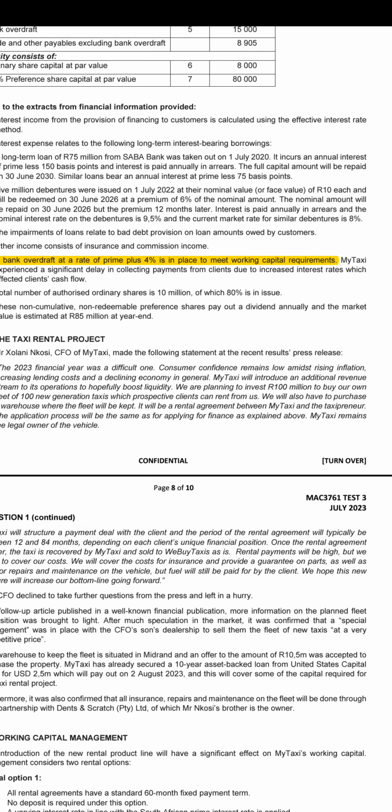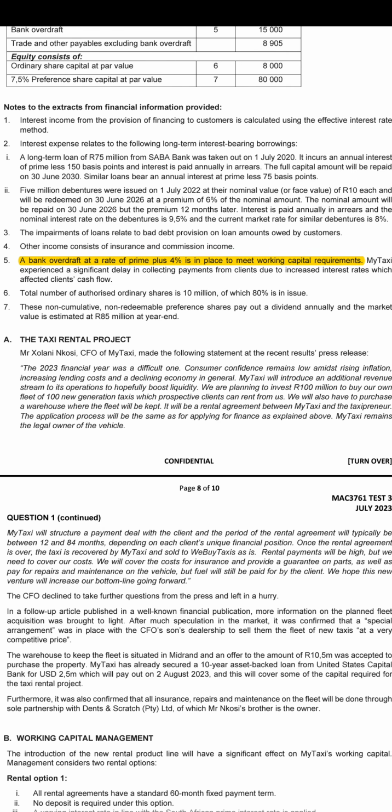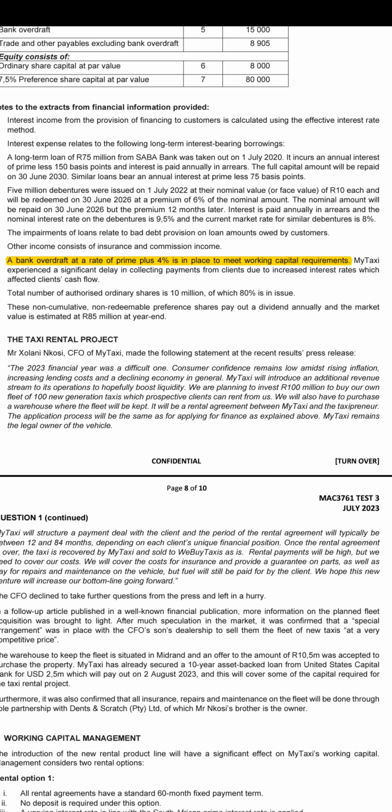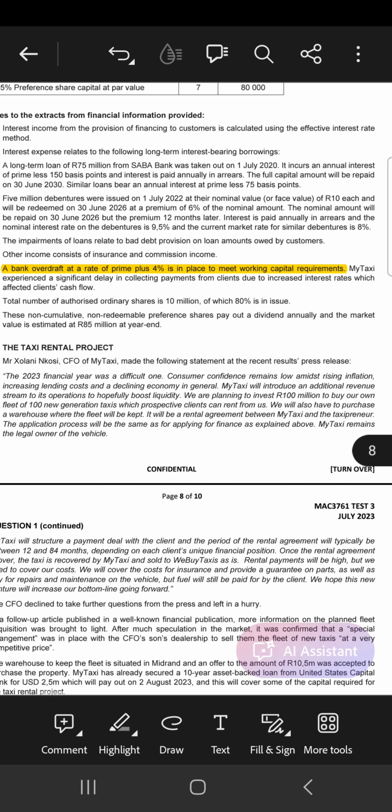MyTaxi will introduce an additional revenue stream to its operations to hopefully boost its liquidity. We are planning to invest 100 million to buy our own fleet of 100 new generation taxis, which is basically saying R1 million per taxi if you work that out, right? Which prospective clients can rent from us. We will also have to purchase a warehouse where the fleet will be kept. It will be a rental agreement between MyTaxi and the taxipreneur. The application process will be the same, and MyTaxi will remain the legal owner of the vehicle.